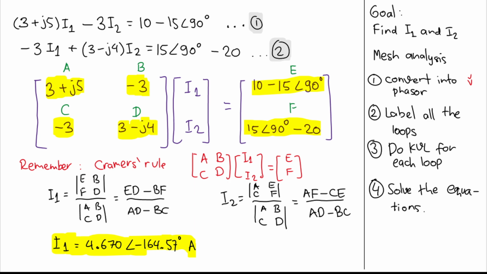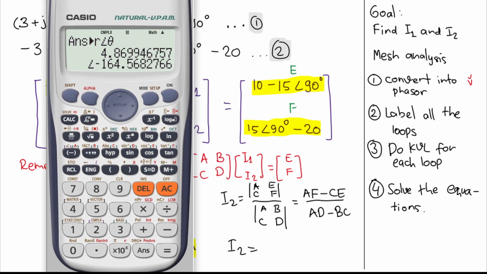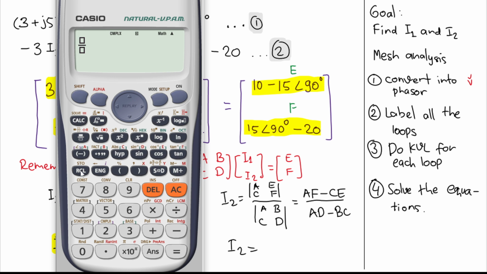We still need to find the value of I2. What is I2? Again, we can just plug this into the calculator, right? So let's do exactly that. We will recall A, recall F, minus recall C, recall E, and then divide by recall A, recall D, minus recall B, recall C. This is the Cartesian form, and we need the polar form, so shift, number 2 and then number 3.